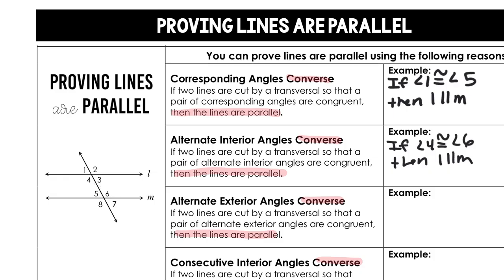Alternate exterior angles converse. If you look for a pair of alternate exterior angles, we would need 2 and 8 to be congruent, or 1 and 7, right? But I'm looking at the example specifically for 2 and 8. So if angle 2 is congruent to angle 8, then L is parallel to M.